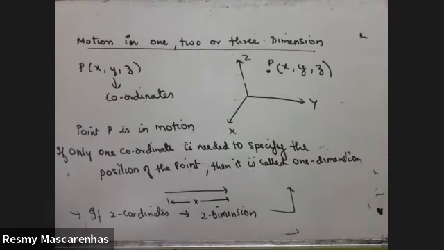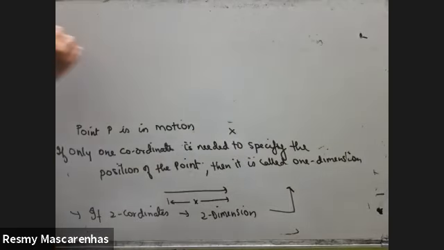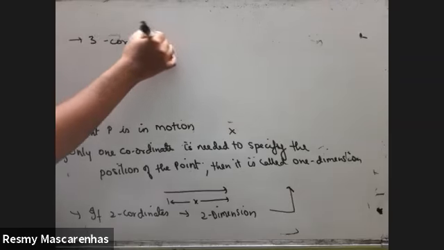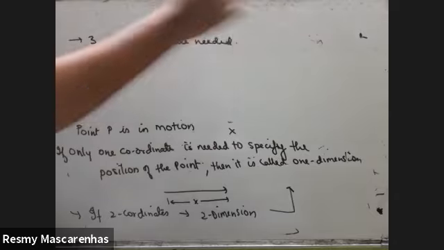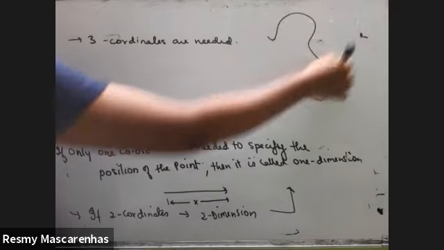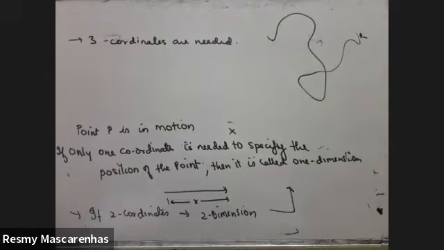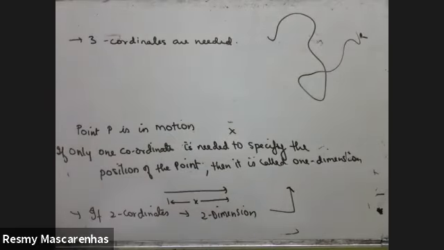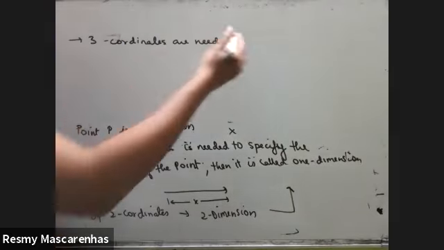And then three dimension will be when three coordinates are needed. It's like the point is moving in space in any direction, not only in a straight line or this. So it could be anywhere. So all three coordinates will be needed to specify where the point is moving. In that case, it is called three dimension.